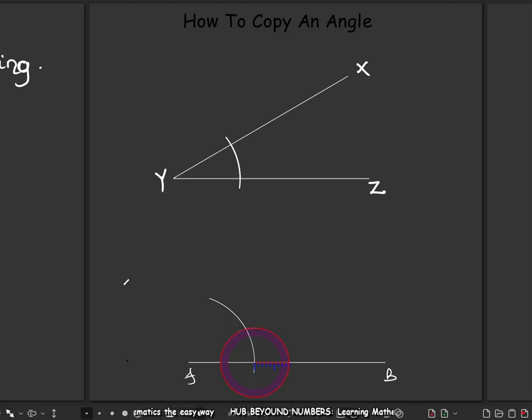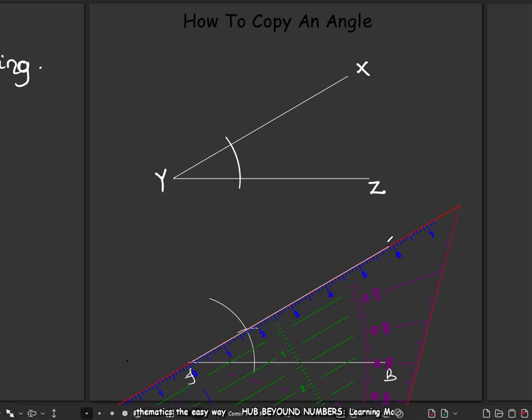You see? So with that done, we now take our ruler and then make sure we draw a straight line from where we have our point A. Make sure it passes through our point of intersection of these two arcs we have drawn. So this is mine over here. You see? And that is it. Our angle has been copied successfully.